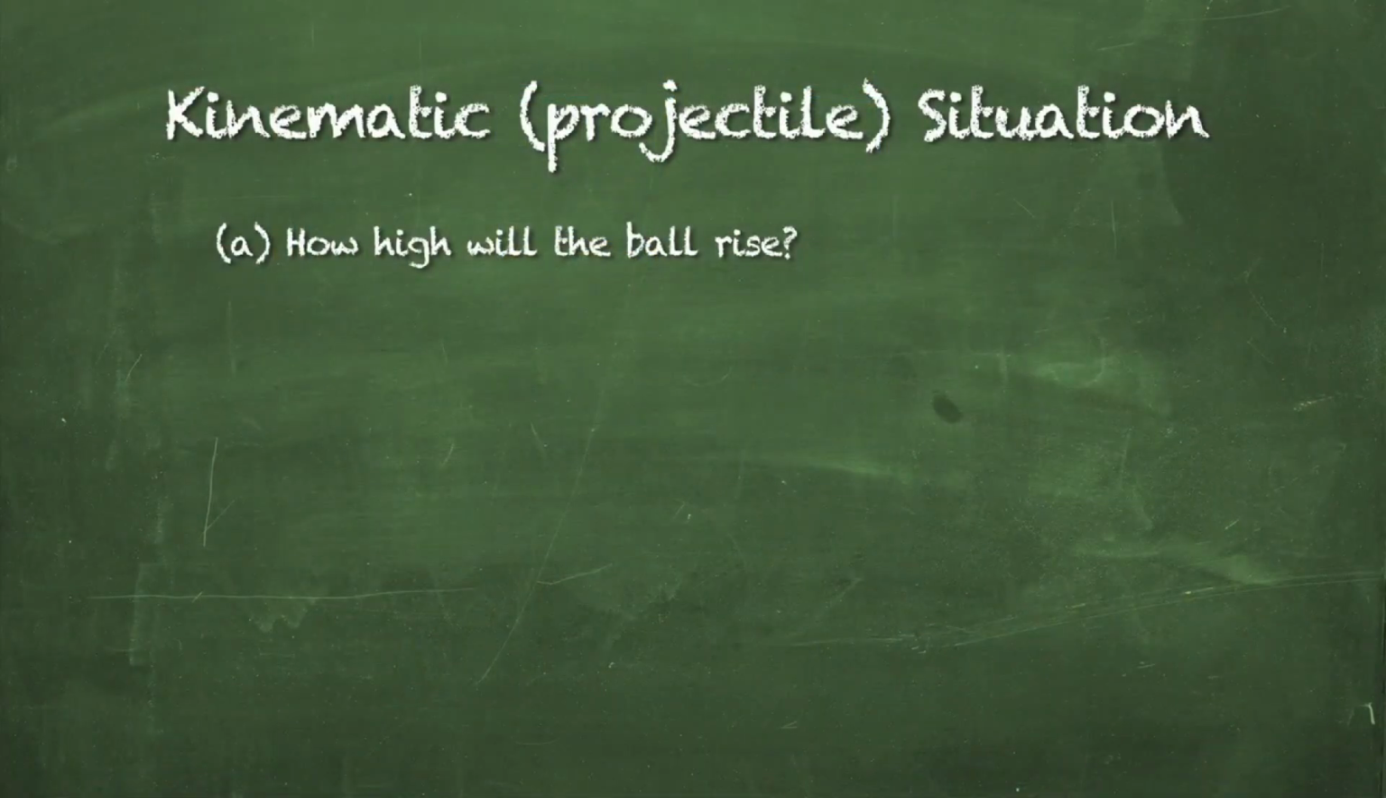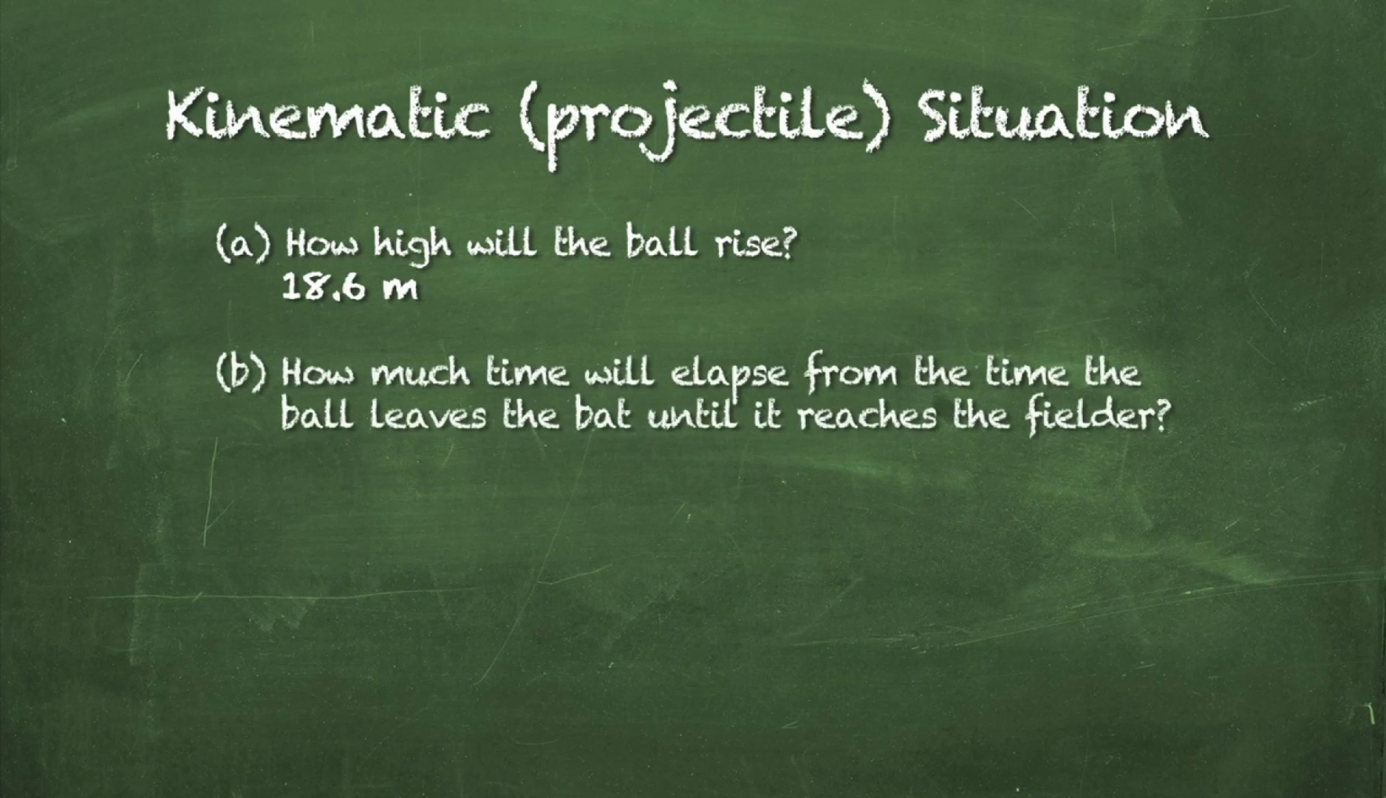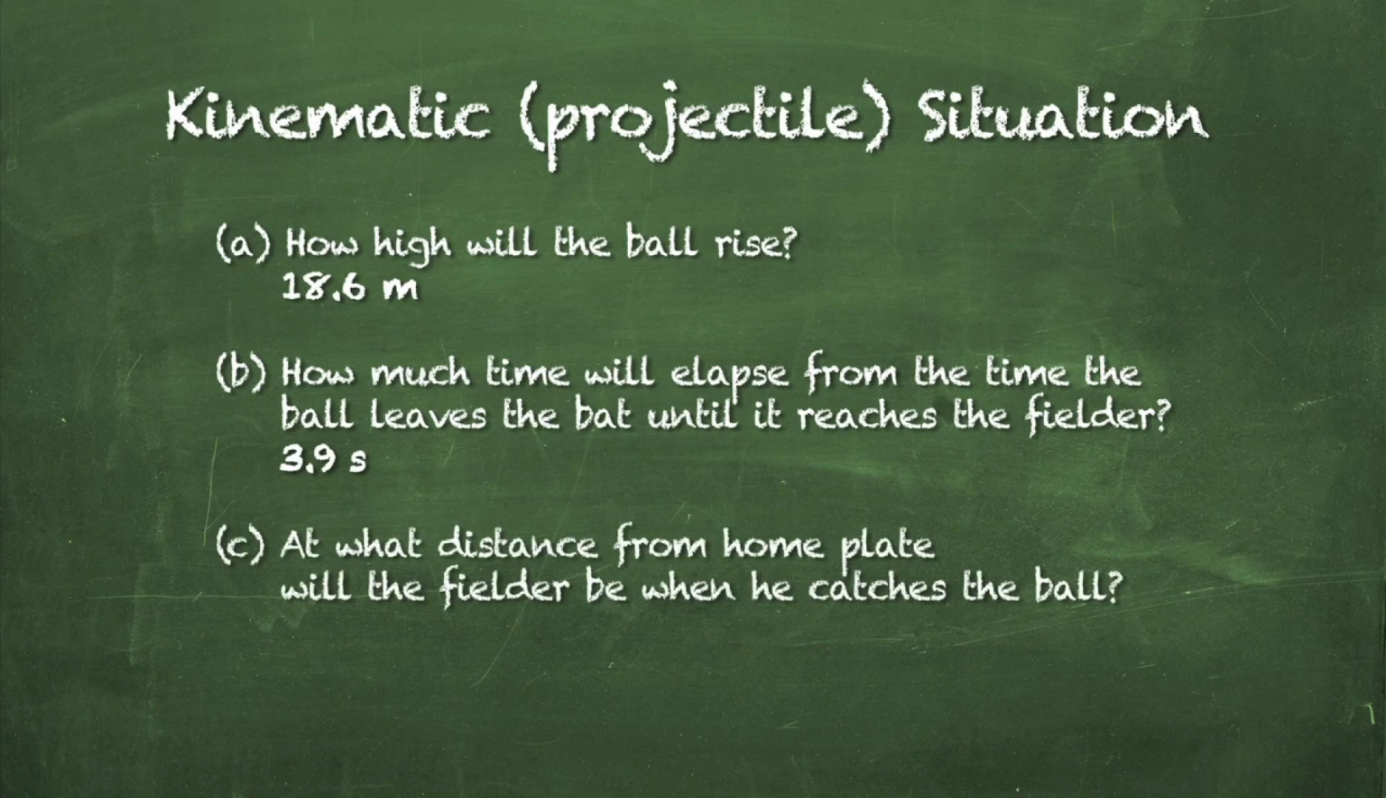So when the ball was hit, it went up in the air. We know that it went to a height of 18.6 meters. It took a total time up in the air of 3.9 seconds. And when it finally came back to the ground, it was 42.9 meters away from home plate.